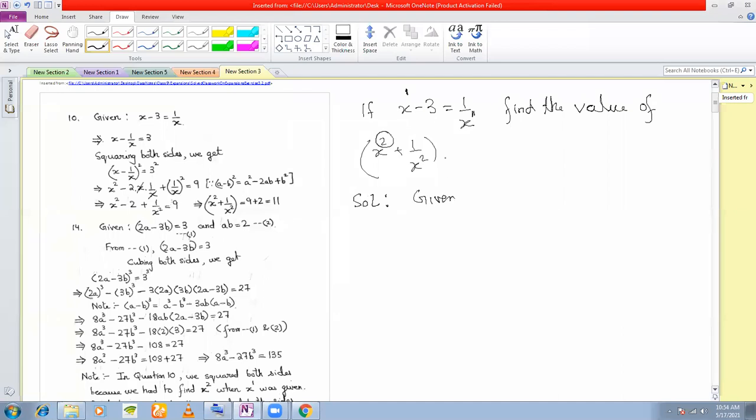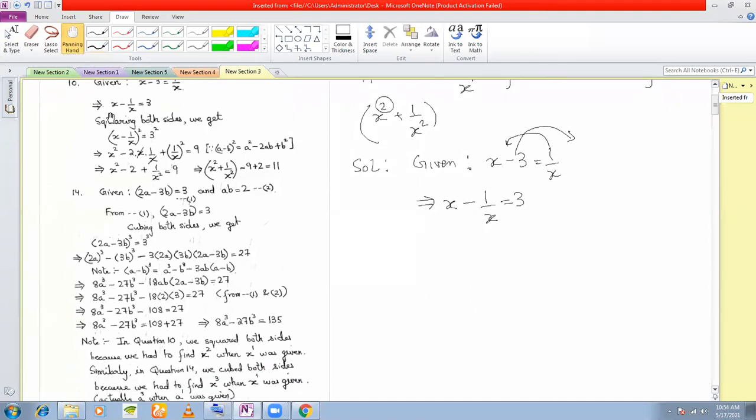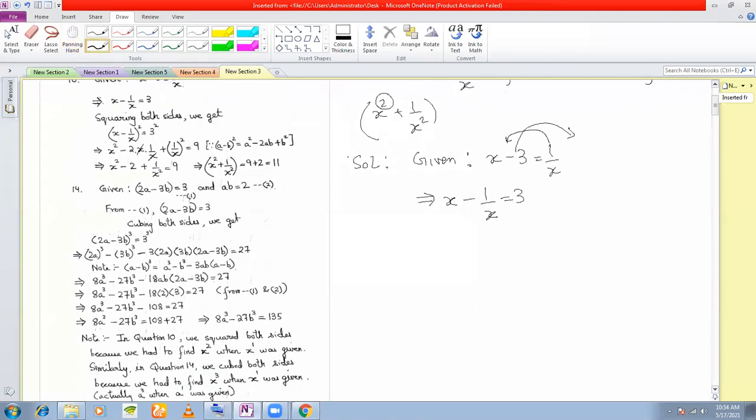Given to you here is x minus 3 is equal to 1 by x. So you take the x's on one side. That is, you bring this minus 1 by x this side and you take this 3 this side. You get x minus 1 by x is equal to 3. Now this type of problem you have done. That is, from x minus 1 by x, how to find out x square plus 1 by x square? You square both sides.